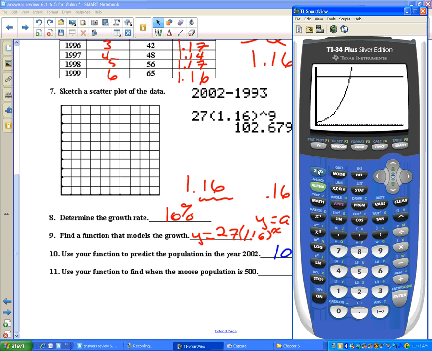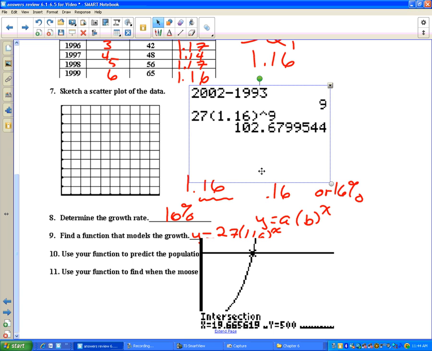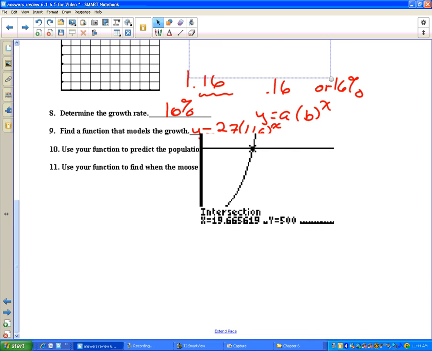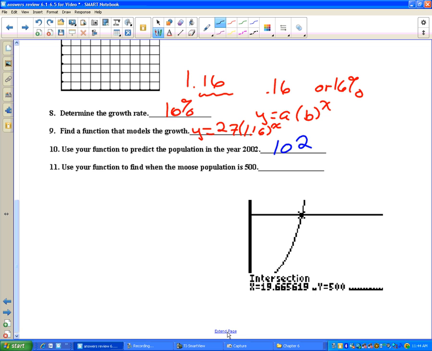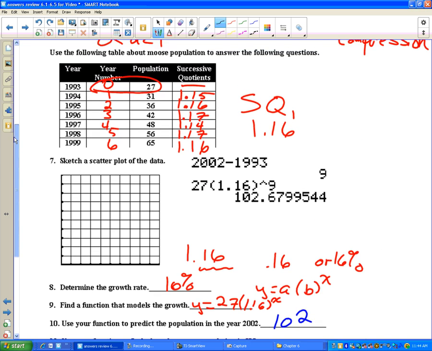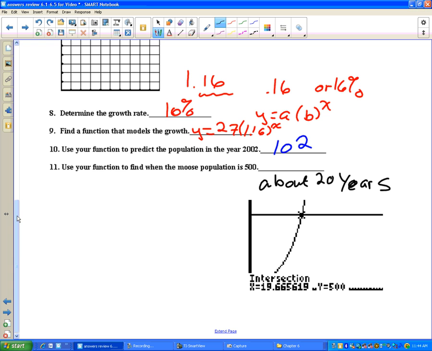So I do second trace. Number 5 is intersection. 1, 2, 3. 19.66. So it's going to be in about 20 years, because in 19 years, it's not there yet. Since I started in 1993, 20 years would be 2013. That's everything.